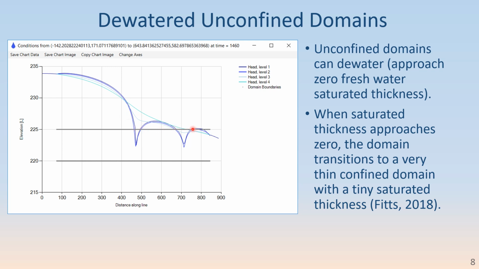In these dewatered areas, the level 1 domain, the unconfined domain, switches to a very thin confined domain with a small transmissivity and saturated thickness. And that allows the model to continue on towards convergence without that skinny domain conducting a significant amount of flow and impacting the entire model. And similar schemes have been implemented in MODFLOW, where you have the same issue with domains that can dry out.